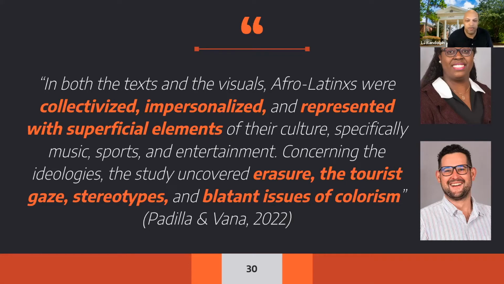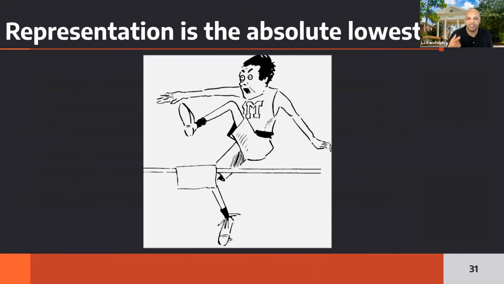And so the way that we combat this is to keep in mind, first of all, that representation is the absolute lowest bar. That's something that Uju and I say in that article. It's a necessary step, but it can't be the only thing. I can't just incorporate things produced by and for minoritized folks. That really is the lowest bar.